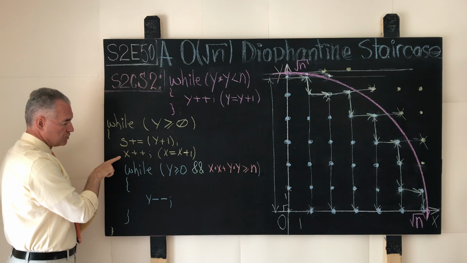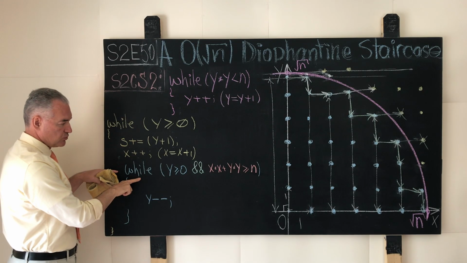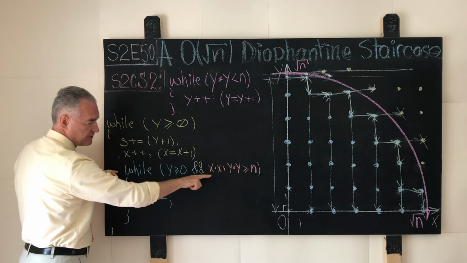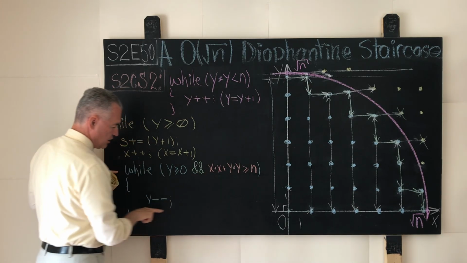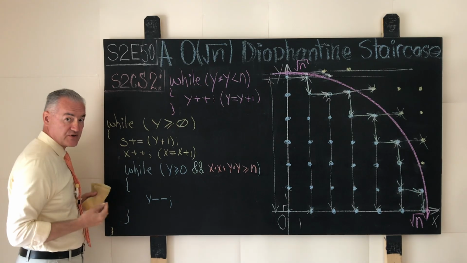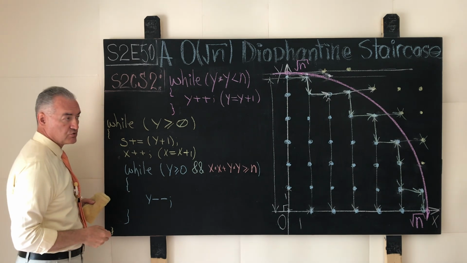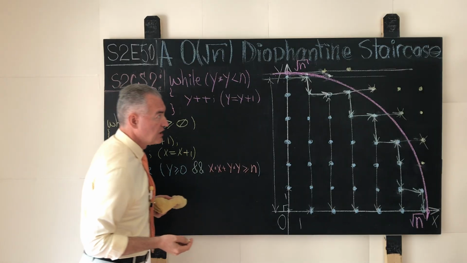And now what do we do? Well, this little block of code, this is pretty much it. It says while y is greater than or equal to 0, and this is our condition, x squared plus y squared is greater than n, what do we do? y minus minus. This block over here is also very straightforward. What is the purpose of this code? Can you show me the geometry of this code? Well, the geometry of this code is this one.